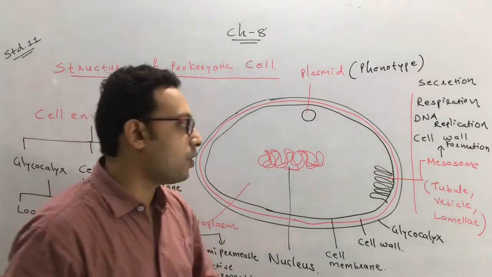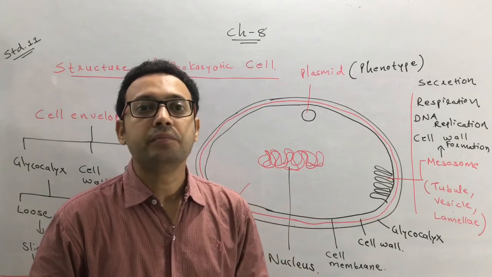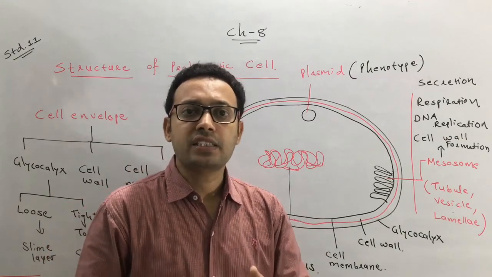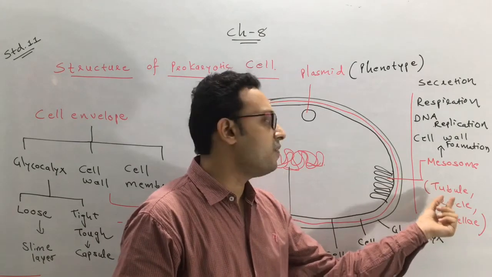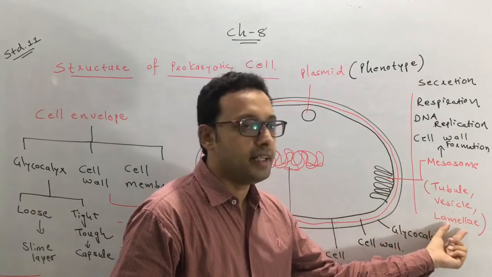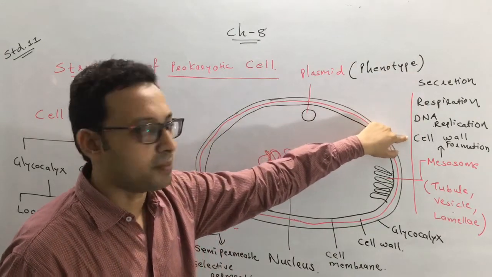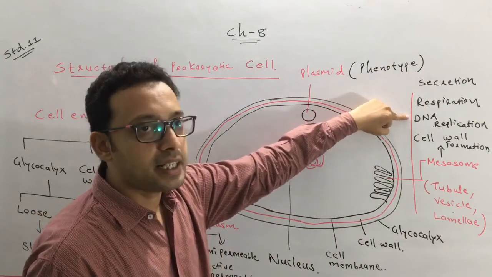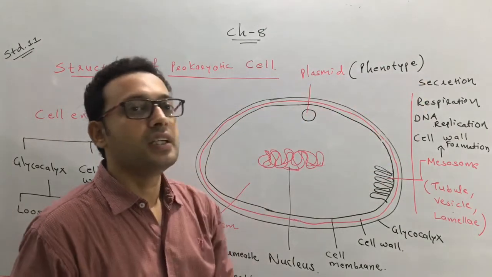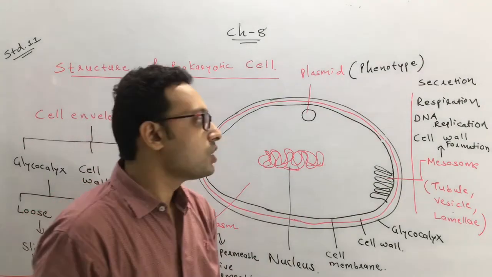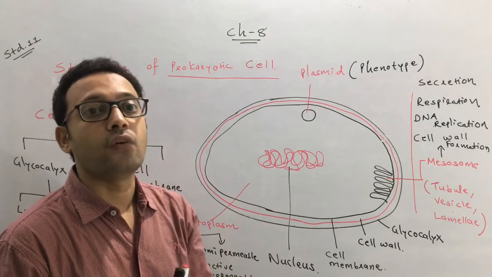Clear? I can repeat: what are the mesosomes? Mesosomes are the infoldings generated from the cell membrane. It is a unique characteristic you can find in a bacterial cell, which can be in the form of tubule, vesicle, or lamellae. The important function is that it is involved in cell wall formation. It is also involved in DNA replication, in respiration, and in the secretion process. So these are the four important functions in which they are involved.